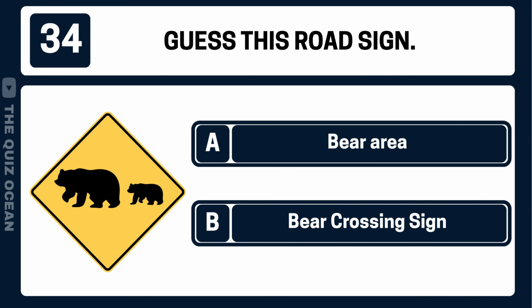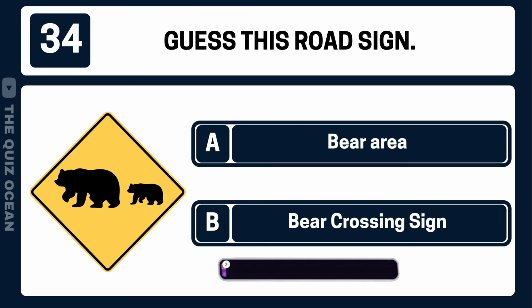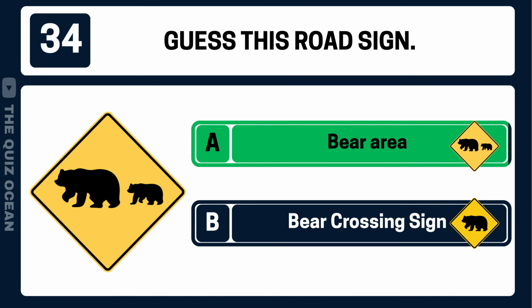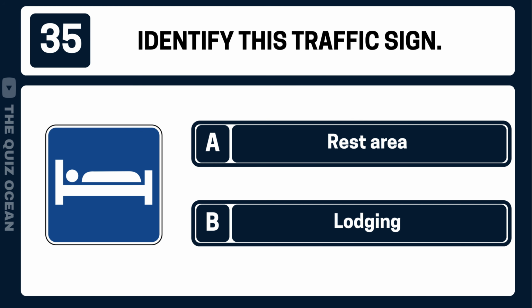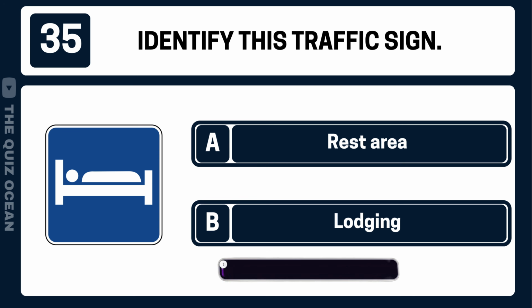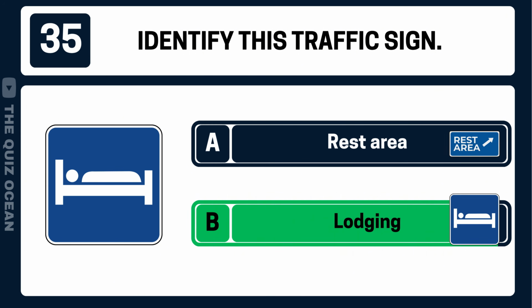Guess this road sign. A. Bear area. B. Bear crossing sign. Correct. It is the bear area sign. Identify this traffic sign. A. Rest area. B. Lodging. Correct. It is the lodging sign.